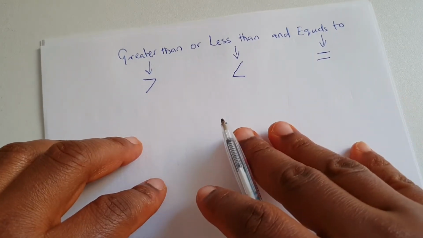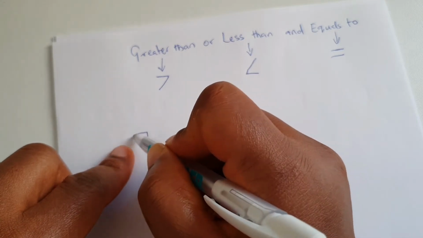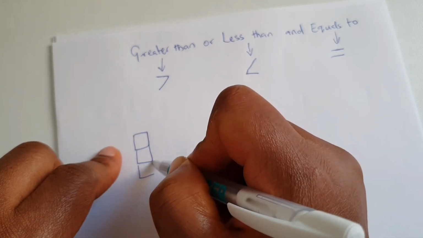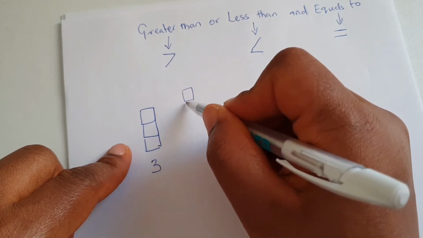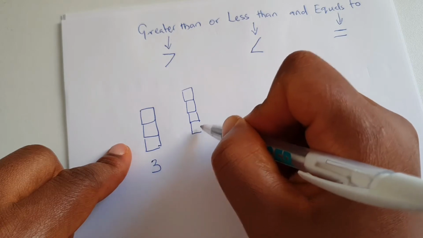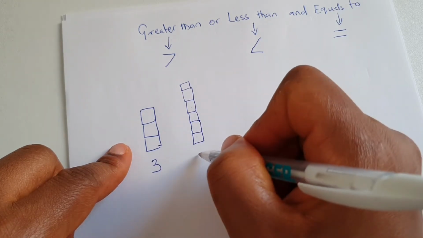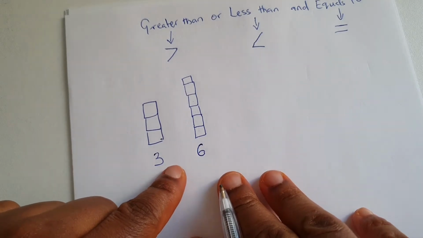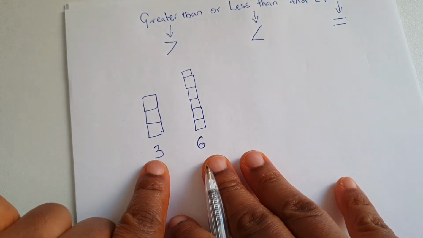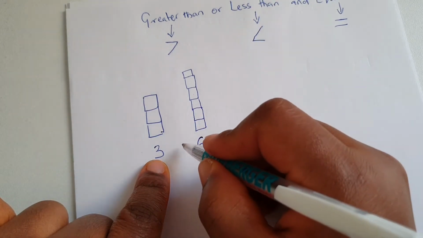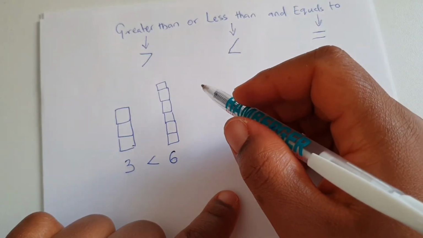So let's take, for example, that we have some blocks. Maybe I have 3 blocks here, and I wrote down 3 here. Then I have 6 blocks here, one, two, three, four, five, 6, and I'll write 6 here. So here the child needs to know what sign to place. 3, remember the left hand side is less than 6, okay? 3 is less than 6.